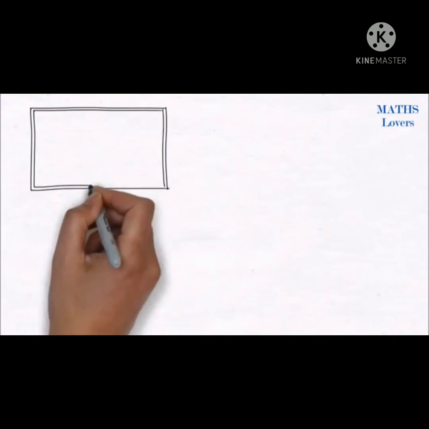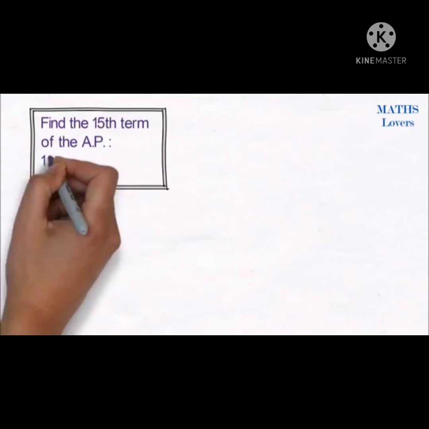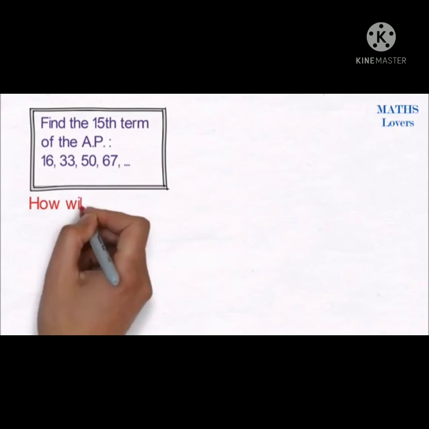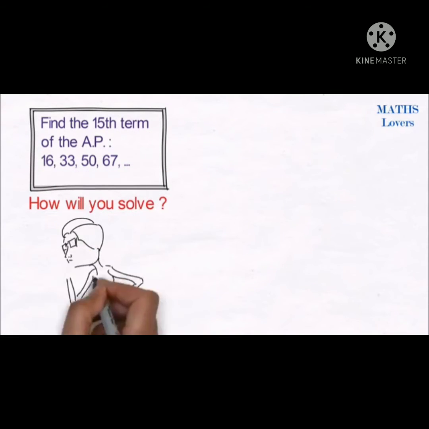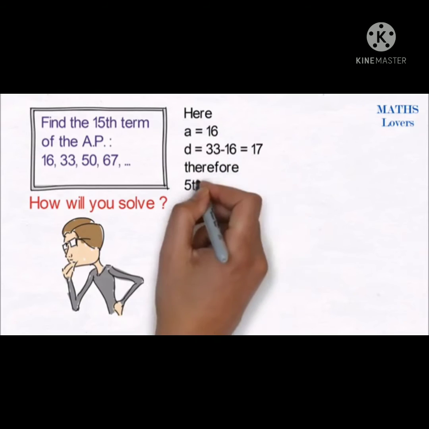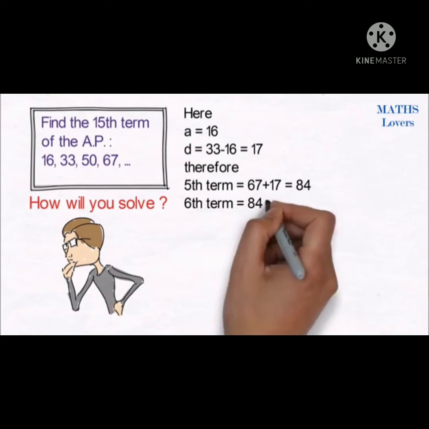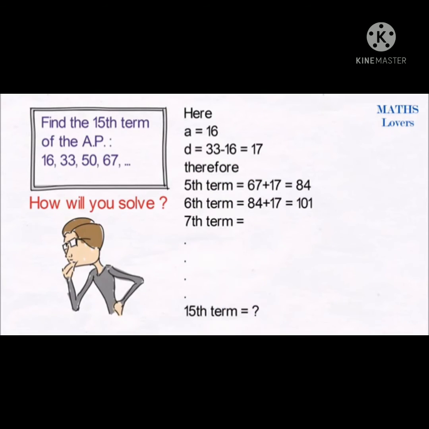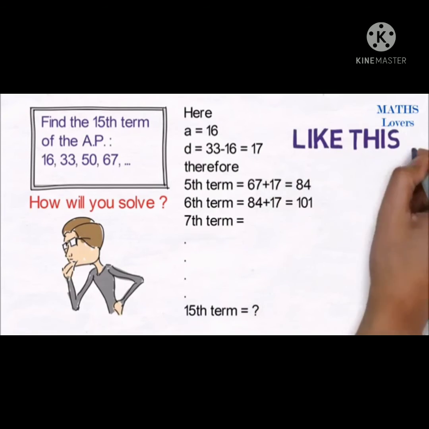Now let's proceed to a question. We want to find out the 15th term of the AP 16, 33, 50, 66. How will you solve it? If we go through the very basic method, we know that first term A equal to 16, difference D equal to 17. Therefore the fifth term will be the 4th term plus the common difference, that is equal to 84. The 6th term will be 104, like this.